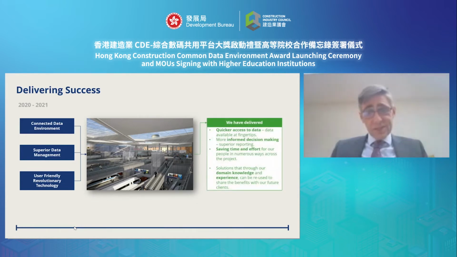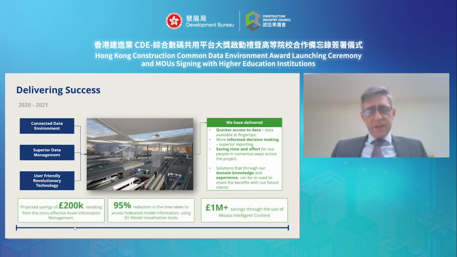And so what this does is enable much quicker access to data, more informed decision-making, saving all sorts of time. And the kind of numbers that we're talking about in terms of the saving are around £200,000 resulting from more effective asset information management, but a 95% reduction in time taken to access the federated model, and more than £1 million of saving through the use of intelligent content on the Mott platform. So real significant savings from using this kind of approach.